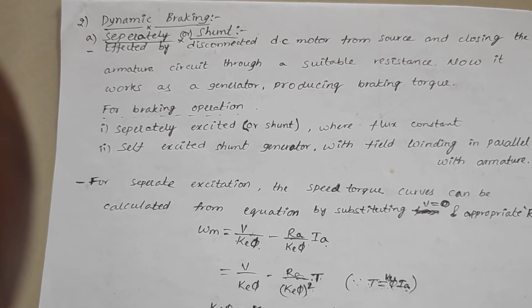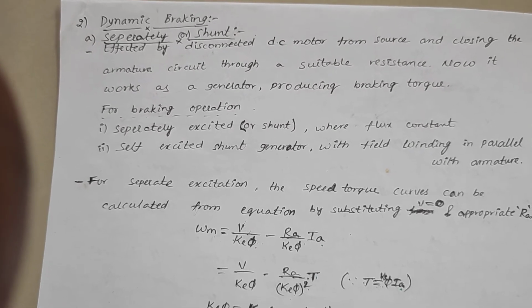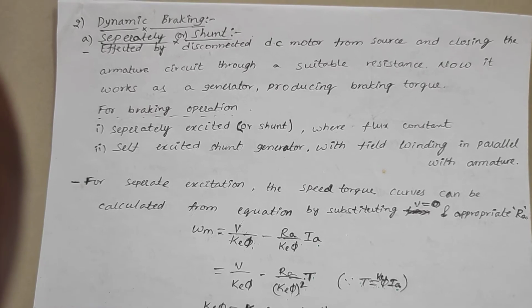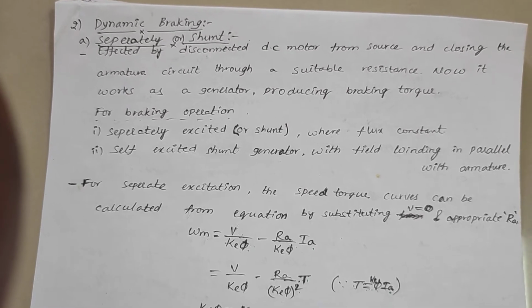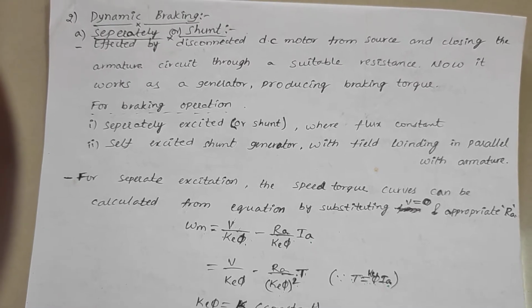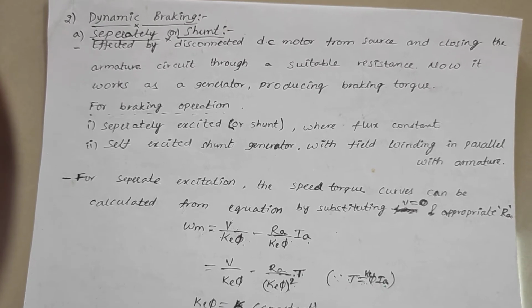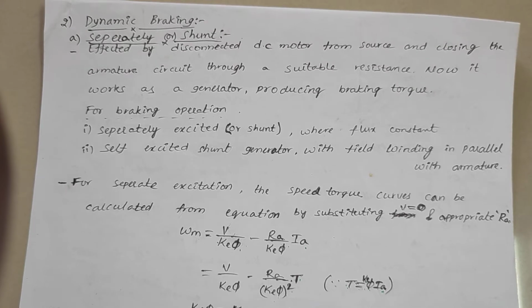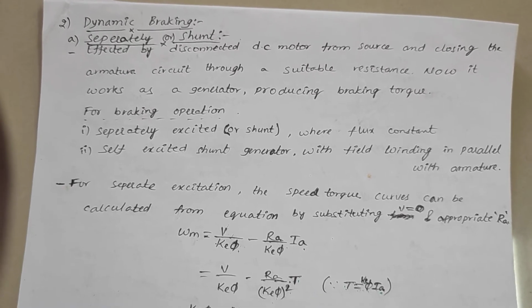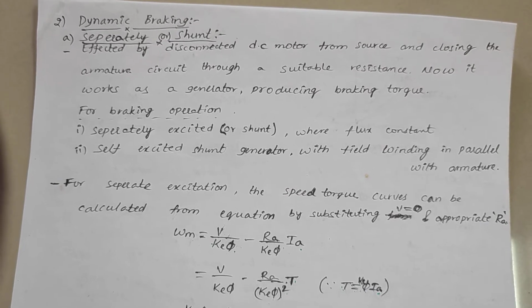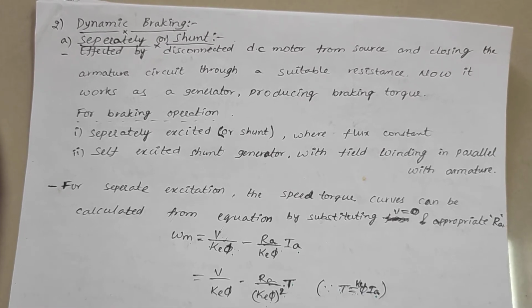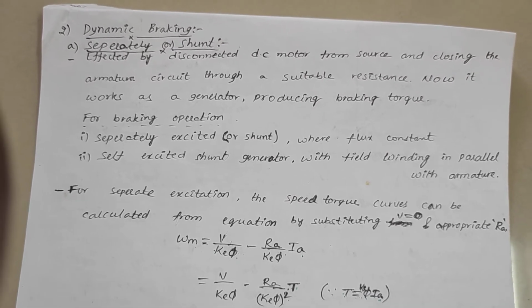Hi everyone. In the last session we have seen the need of electric braking and one of the electric braking types, regenerative braking. In today's session we will see the remaining electric braking, that is dynamic braking and plugging. So first one is dynamic braking. Dynamic braking for separately excited motor or shunt motor and series motor we'll see.